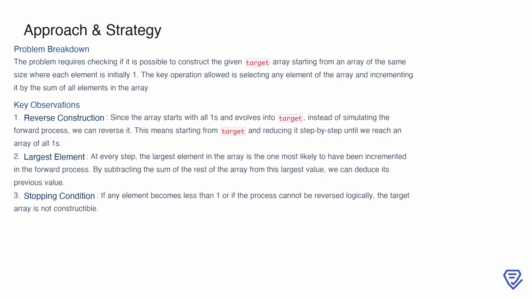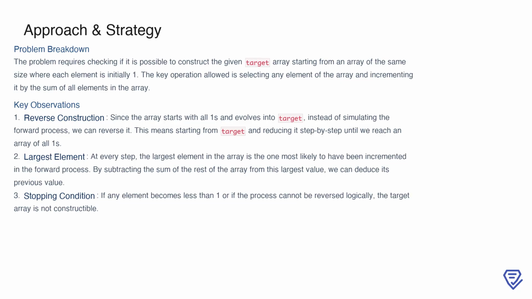To solve this problem, we need to determine if it's possible to construct the target array, starting from an array of the same size where each element is initially 1. The only operation allowed is selecting any element and incrementing it by the sum of all elements in the array. A key insight here is that instead of simulating this process forward, we can reverse it.